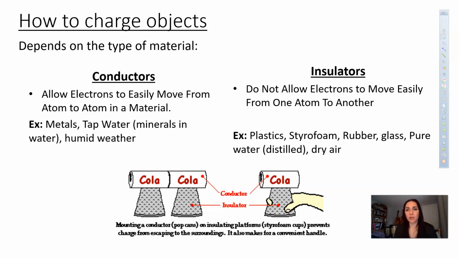So if you look at insulators, they don't allow electrons to move easily. So we have to charge them a different way. We literally take the electrons off of a single spot. Insulators include plastic, styrofoam, gloves, glass. Pure water is actually an insulator. So if there's nothing else in the water, like distilled water, like the water you get from chemistry, then it in fact is an insulator. There are some cool online videos to look at this if you're interested. If you just Google pure water conductivity, you'll find some fun videos. And then I said dry air.